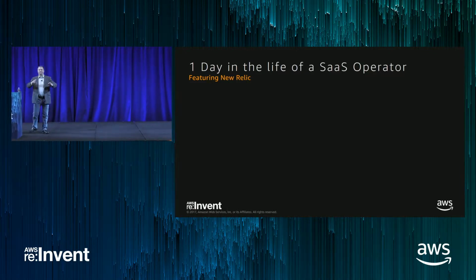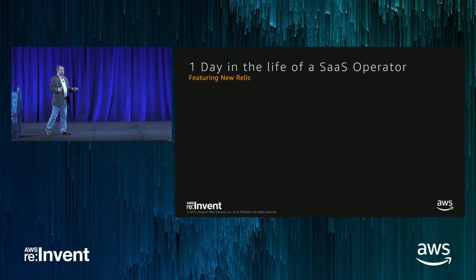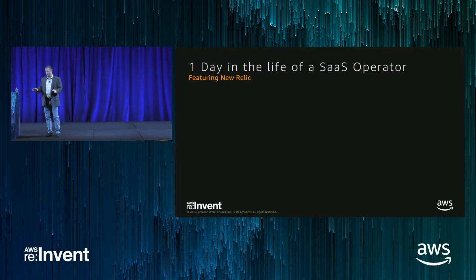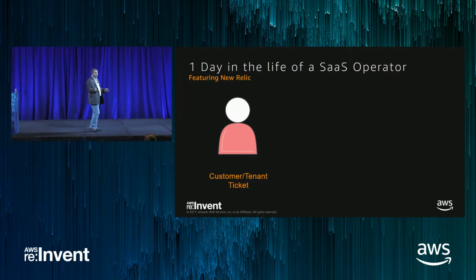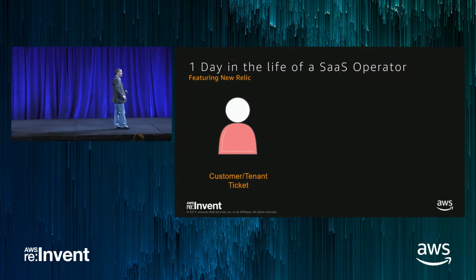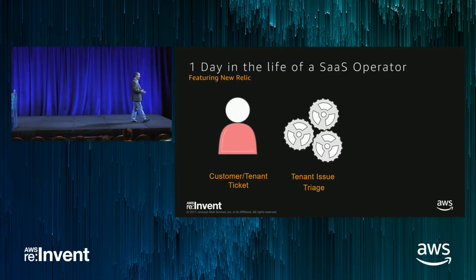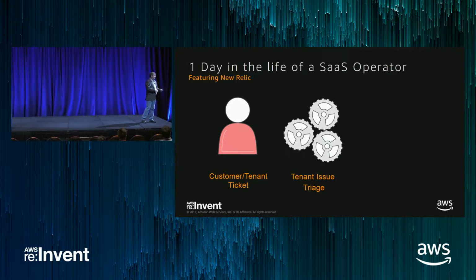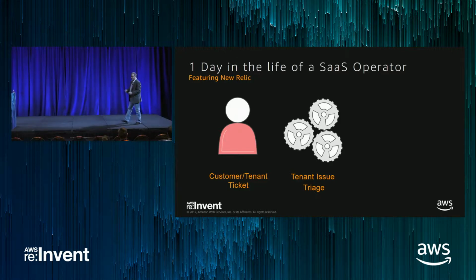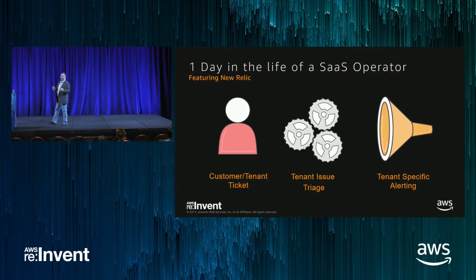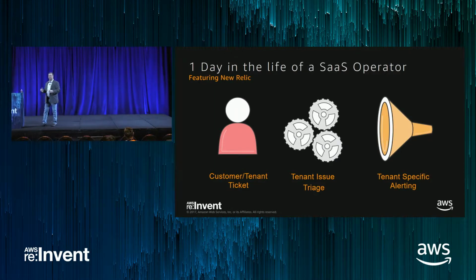We're going to look at the day in the life of a SaaS operator from a couple different viewpoints. One from when we get a call in, when we get a ticket. That's going to be the first thing we're going to do. We're going to triage this issue. We're going to dive into it and find out what's going on. We're going to have things in front of us from our New Relic platform that will give the operator the ability to triage and find out what's going on. We're also going to look at being a little more proactive, creating alerts so that we can get in front of it the next time.